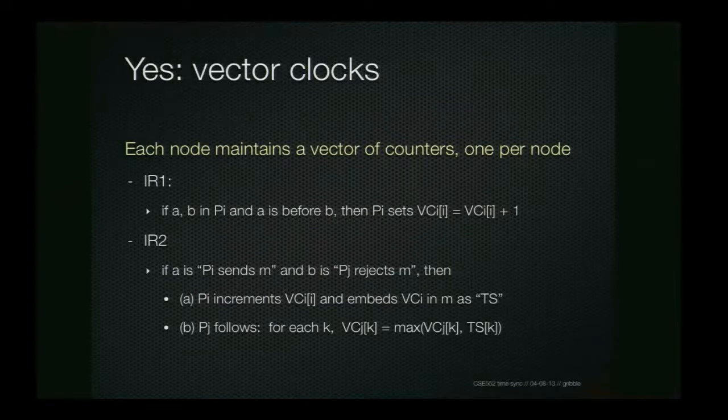If I send a message to you, I copy my entire vector into that message. Then you compare every element of my vector with every element of your vector and increment the ones that are less than. So it's basically a way of me estimating not only what time I think it is, but what time I think you think it is. And I carry that whole information through. I didn't say that very clearly, but I'm going to let you read these slides offline.